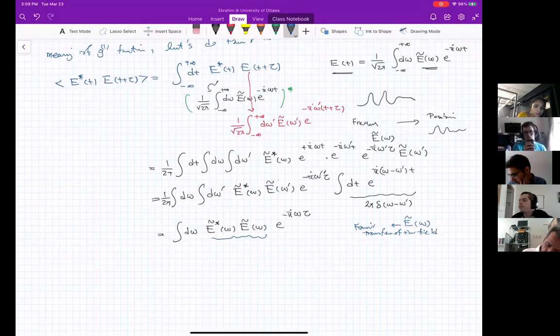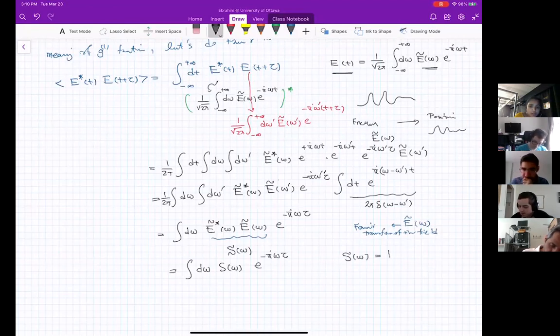E omega times E star omega. This gives you what we call the power spectrum. This is what you can measure with a spectrometer, essentially. And then that results in the integral of d omega S of omega e to the power of minus i omega tau. Remember, S of omega is the power spectrum and is given by the modulus of E of omega to the power of 2.